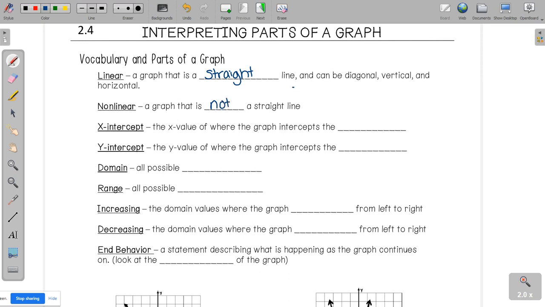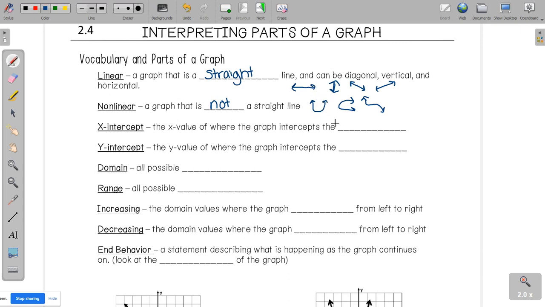So linear can be horizontal, vertical, or diagonal, either direction. And nonlinear is going to be anything that's not. So a common one is parabolas, or you could have a function looking like this. So anything that's not a straight line is a nonlinear graph.